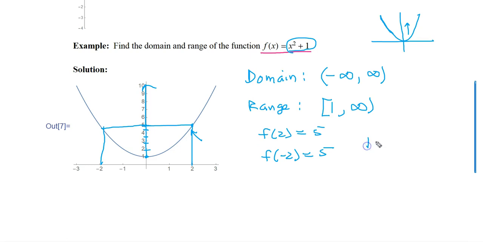Notice if we set 1 equal to x squared plus 1, and we try to solve that for x to prove that 1 is in the range, we get that 0 equals x squared. So x can just equal 0. So f of 0 equals 1, so 1 is in the range. Alright, so that's how we find the domain and range for this function.